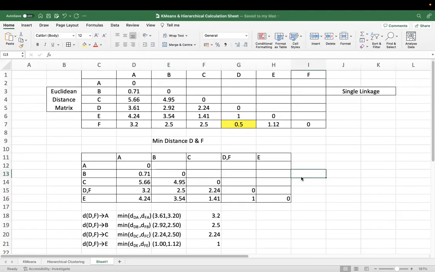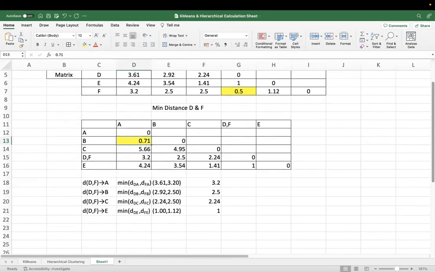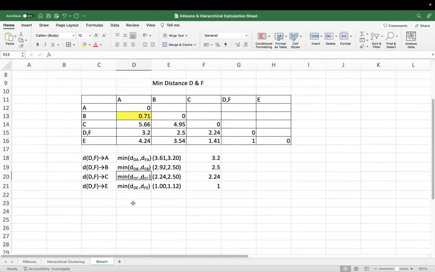Now in this matrix, what is the lowest one? In this whole matrix, the lowest is 0.71, which is between cluster A and B. So we have to update the clusters again: A comma B, C, D comma F.